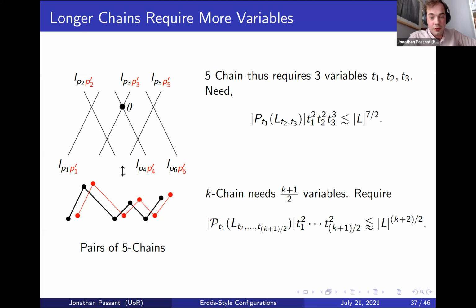And so, yeah, so you end up with, if you've got a K chain, you end up with (K+1)/2 variables. Then you need to prove some kind of iterative instance bound to wrangle all of these together.